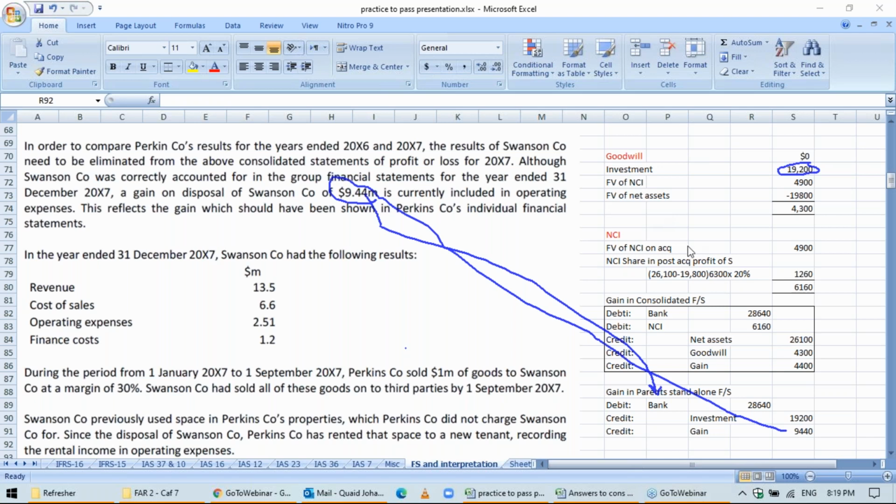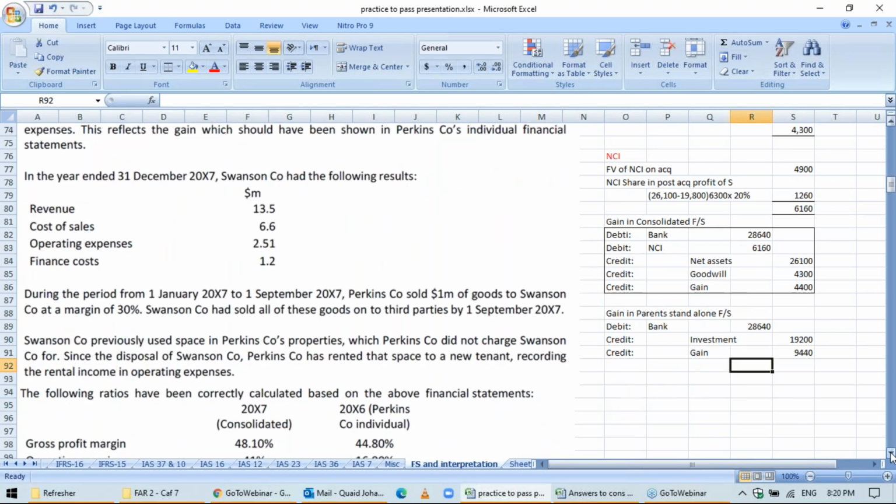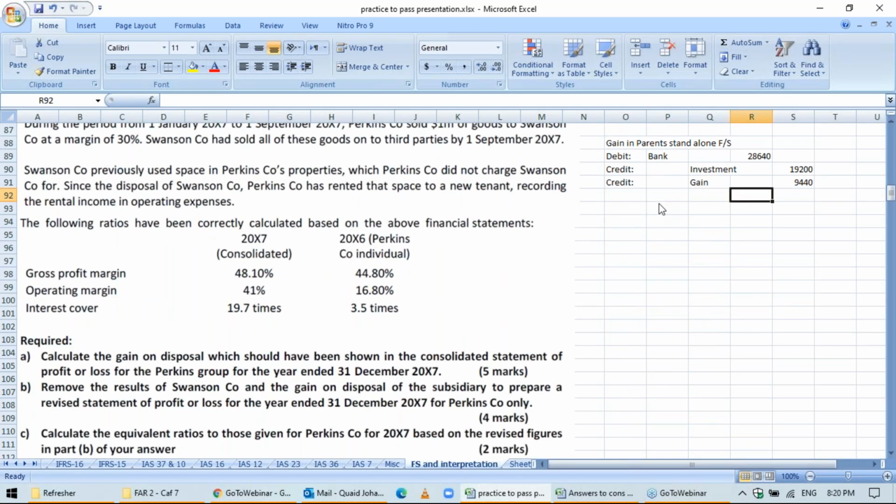Let's move on to the next requirement now. So the next requirement of the question is: remove the results of Swanson company and the gain on disposal of the subsidiary to prepare a revised statement of profit or loss for the year ended 31st December 2007 for Perkins companies only. So you have to remove the effects of subsidiary companies and the gain on disposal.